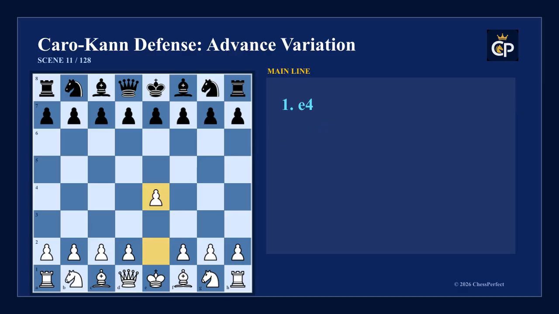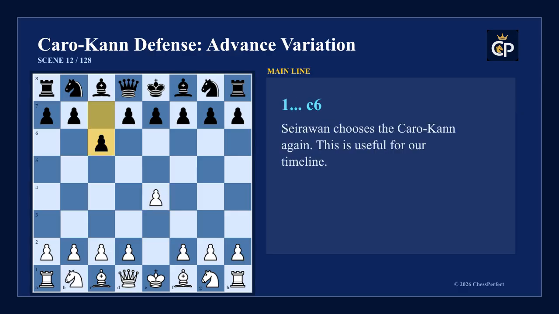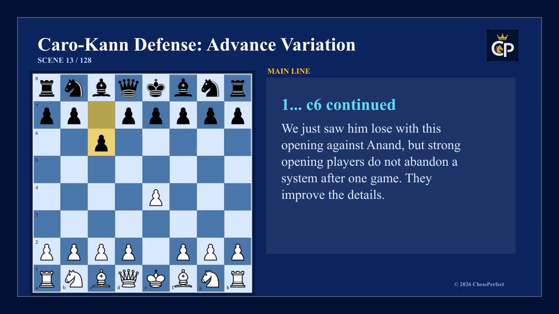e4, c6. Seirawan chooses the Caro-Kann again. This is useful for our timeline. We just saw him lose with this opening against Anand, but strong opening players do not abandon a system after one game. They improve the details.